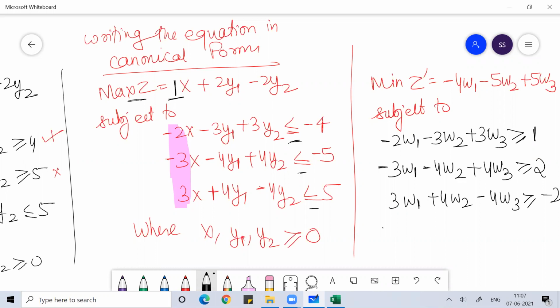Okay guys, where, not W, this is X, where X, Y1, Y2 are, here W1, W2, W3 are greater than or equal to 0. Clear everyone?